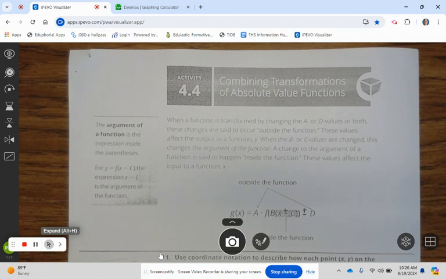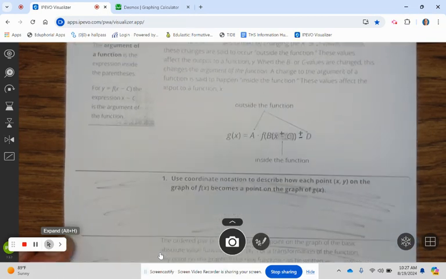When a function is transformed by changing the a or d values, these changes are said to occur outside the function. These values affect the output to a function, y. When the b or c values are changed, this changes the argument of the function. A change to the argument of a function is said to happen inside the function. These values affect the input to a function, x. Go ahead and look at outside the function and inside the function.